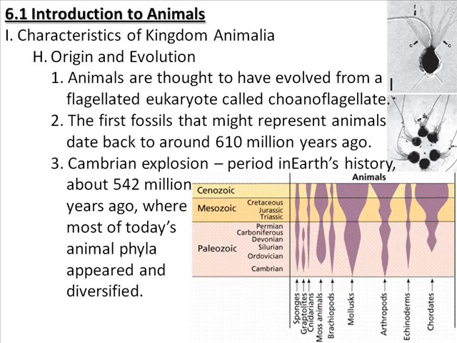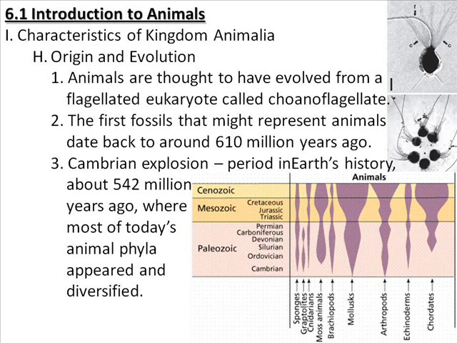Animals appear to have gotten their origin from a flagellated eukaryotic protist called a choanoflagellate. It is pictured there on the right, and the top picture is an individual choanoflagellate, and the bottom picture is one of several choanoflagellates together. What's interesting is that these choanoflagellates actually are very similar to the choanocytes found on the inside of sponges, which are the simplest of all animal forms.